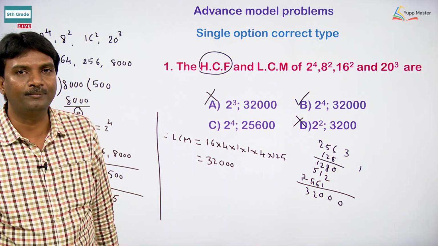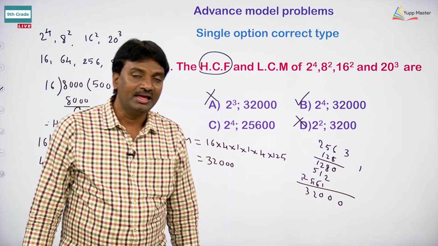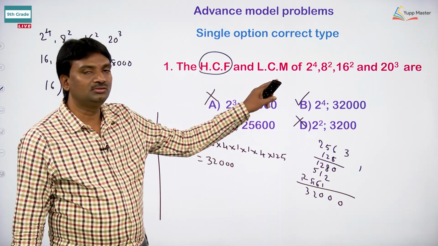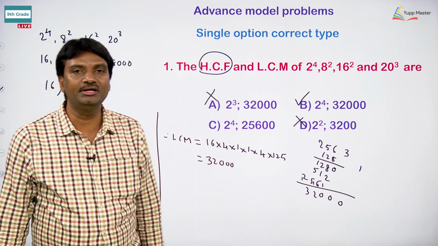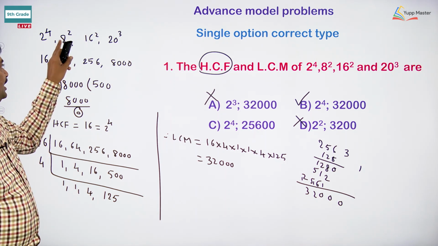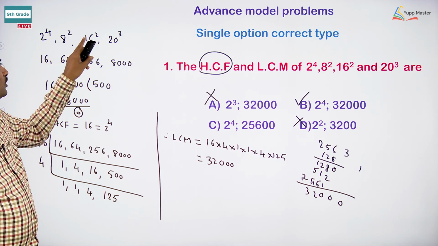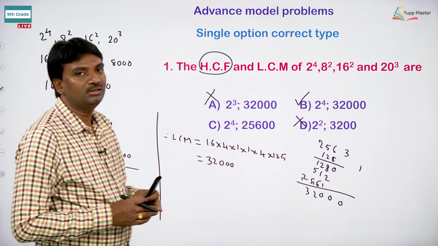So we have to find both HCF and LCM of the given 4 numbers. Here the numbers are given as 2 power 4 comma 8 square comma 16 square and 20 cube. By simplifying them, 2 power 4 is nothing but 16, 8 square is nothing but 64, 16 square is nothing but 256, 20 cube is nothing but 8000.